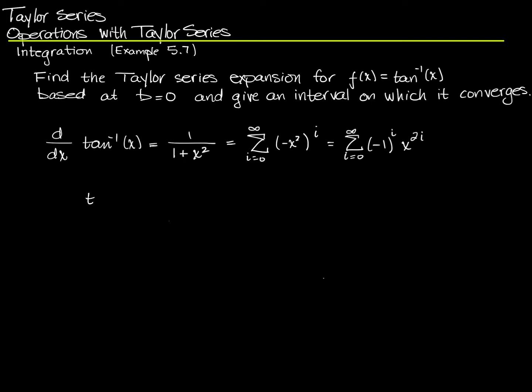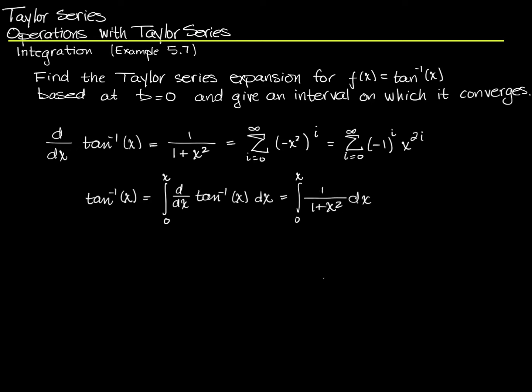Now, we can write the tangent inverse of x as equal to the integral of the derivative of the tangent inverse of x dx. That's just the fundamental theorem of calculus. But that's equal to, from 0 to x, the integral of 1 over 1 plus x squared dx. Now we have to be careful here, because we can integrate this. It's arctangent, right? The answer here is arctangent, but that's not going to give us a summation. It's not going to give us a Taylor series.